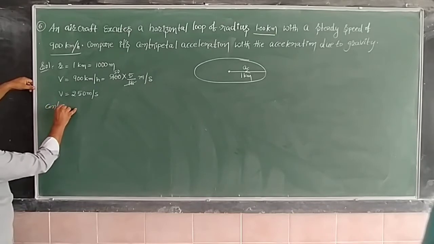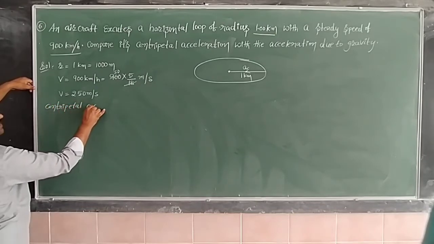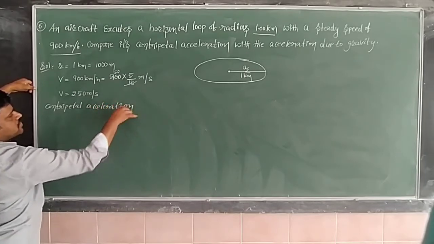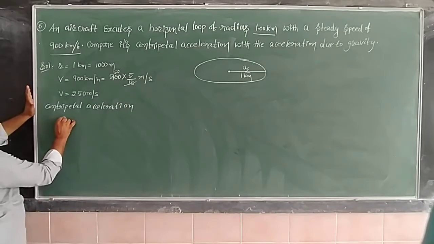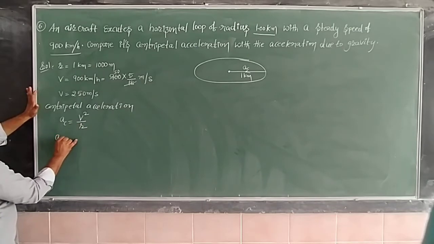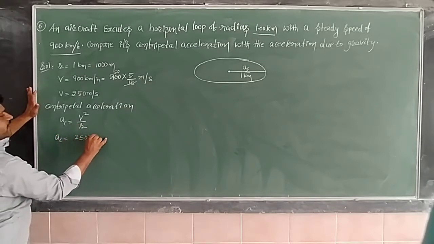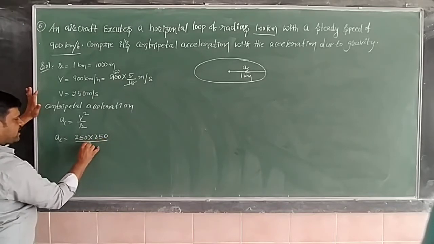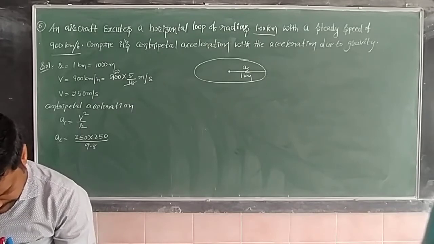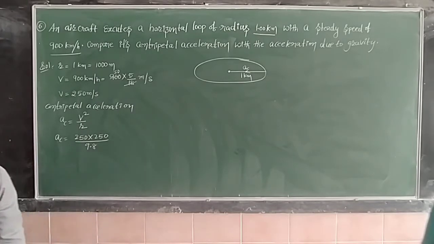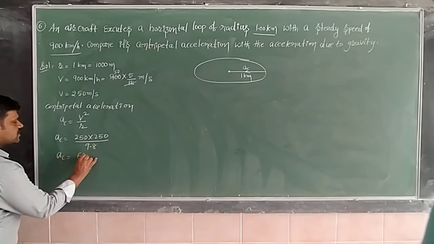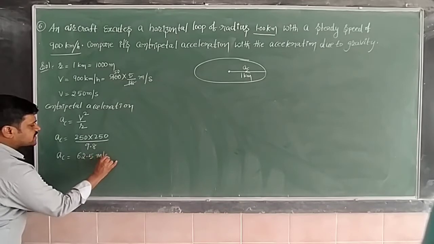Now the centripetal acceleration. There are three formulas, as I showed in the previous problem. Centripetal acceleration in terms of linear velocity is v square divided by r. So the centripetal acceleration is equal to 250 into 250 divided by 1000. After simplification, the centripetal acceleration a_c is equal to 62.5 meters per second square.